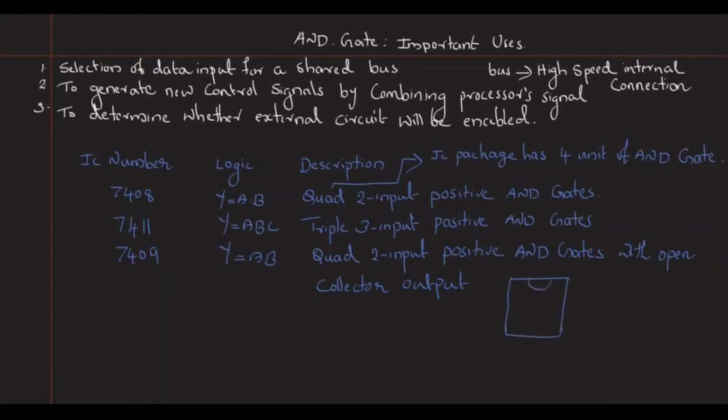In the above example, the IC 7409, the output is open collector output. For proper functioning of a device with open collector output, the output terminal should be connected to VCC through a resistor that is called a pull-up resistor.